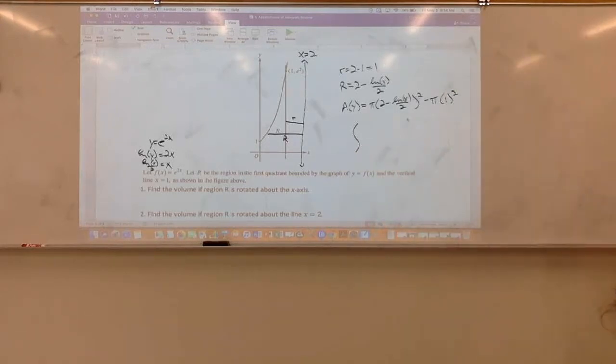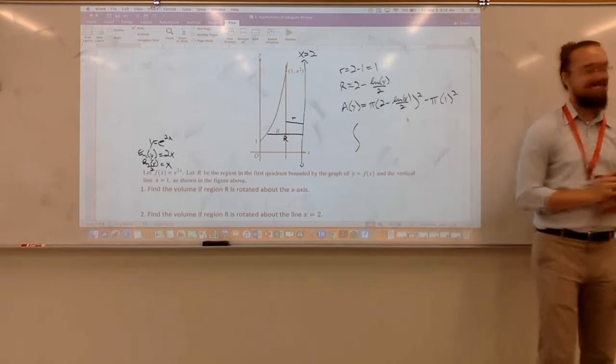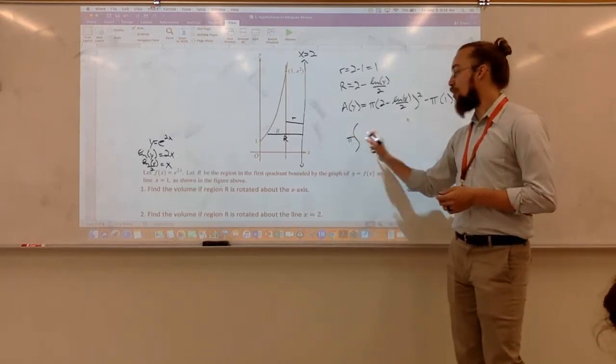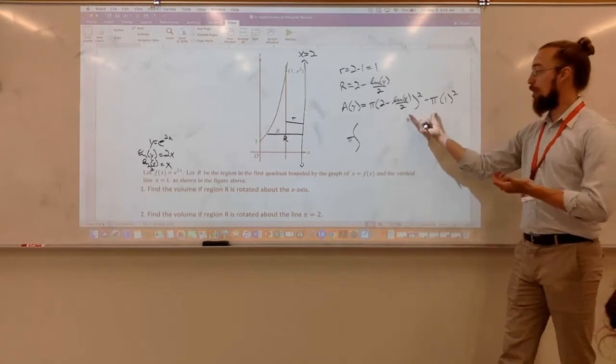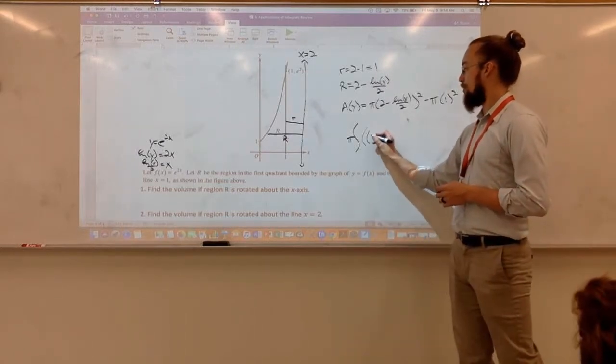So the volume then is the integral of this area function.